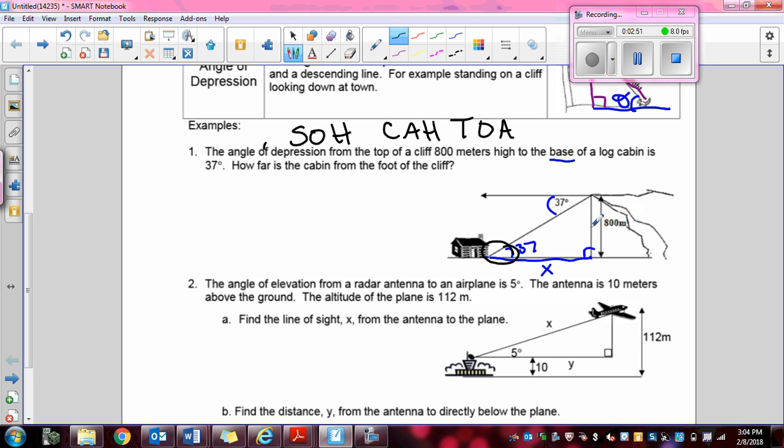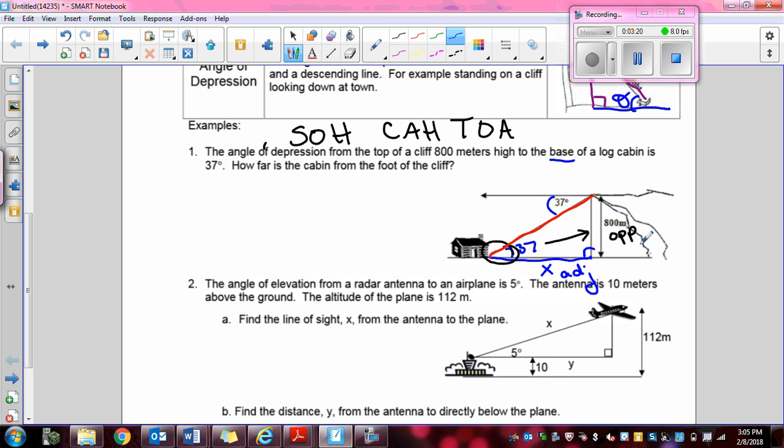My second step is to label my sides. I'm only going to label the two sides that I have information on, either a variable or a number. My opposite side is the side that does not touch my angle. This is my opposite side. And x is my adjacent side because my hypotenuse is this one. I'm not going to label it because I don't need it. I need my adjacent side.